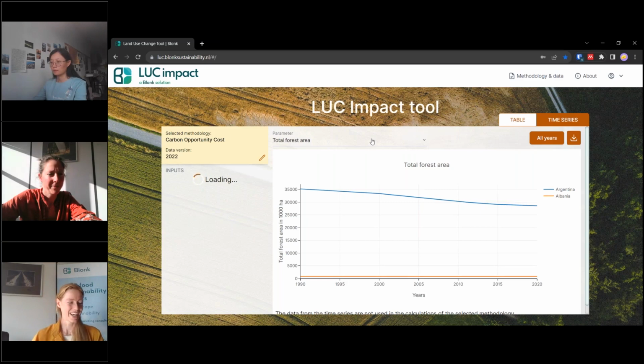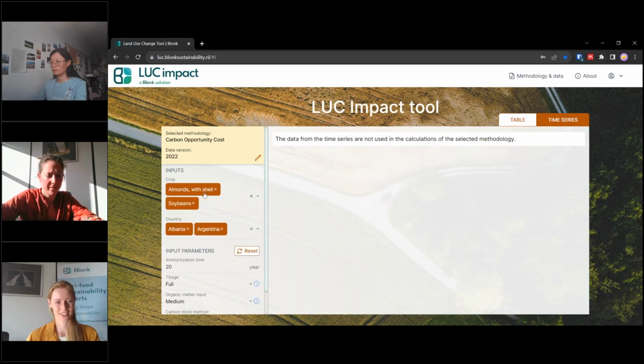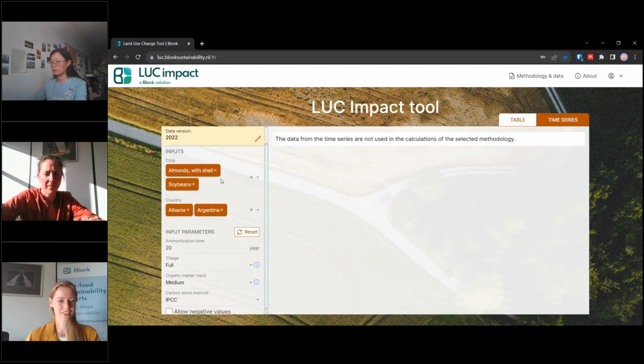Loading always takes a while the first time you open the tool because it was out for a while. As you can see, in the meantime, it was adding these other countries into the graph. And here we are at the carbon opportunity cost.